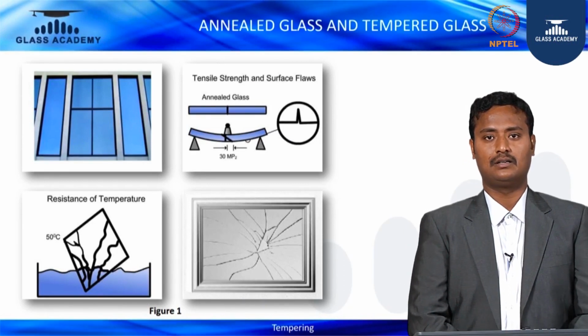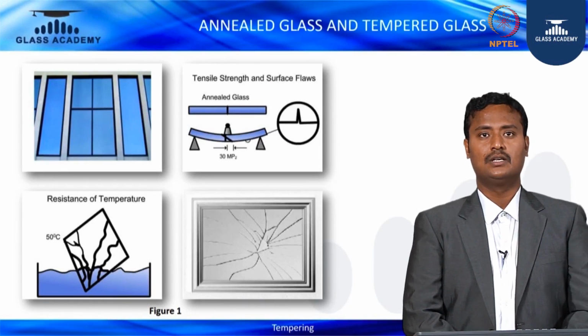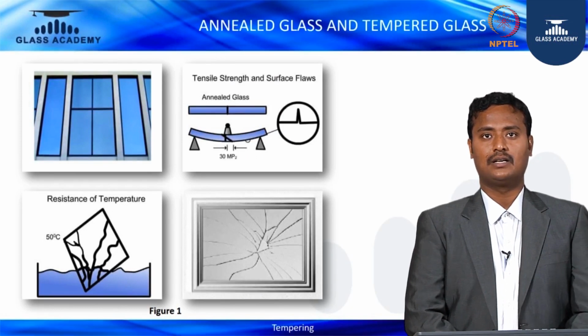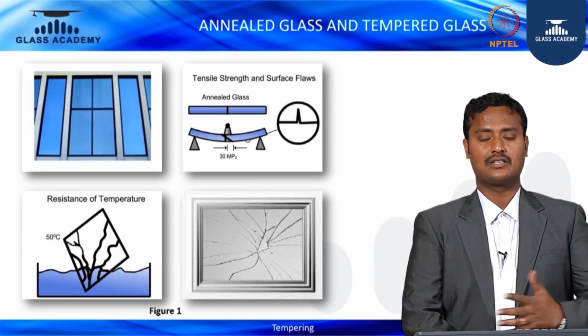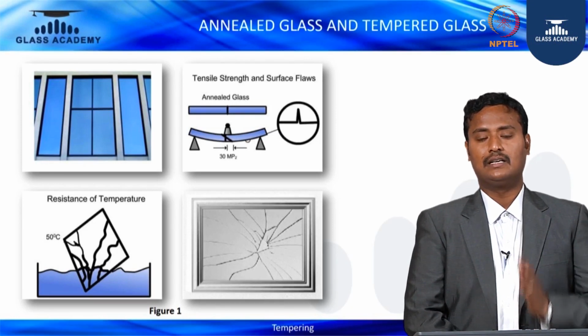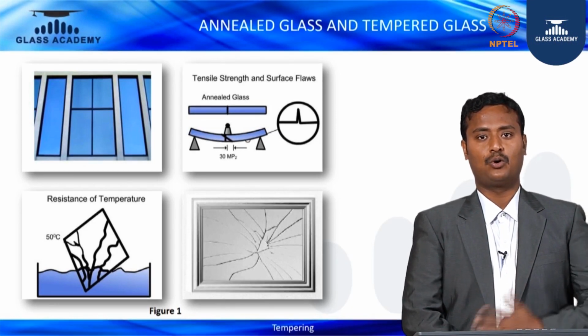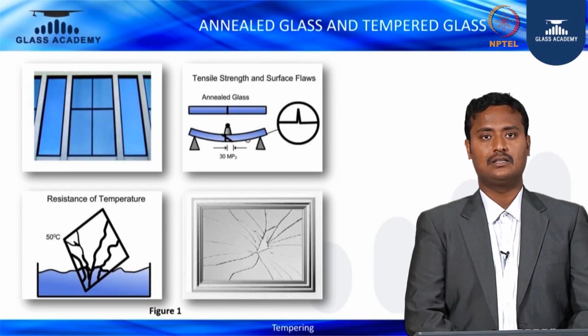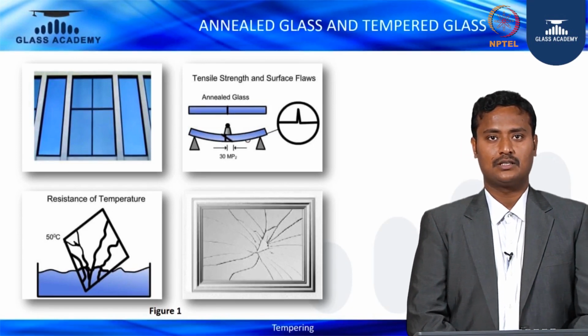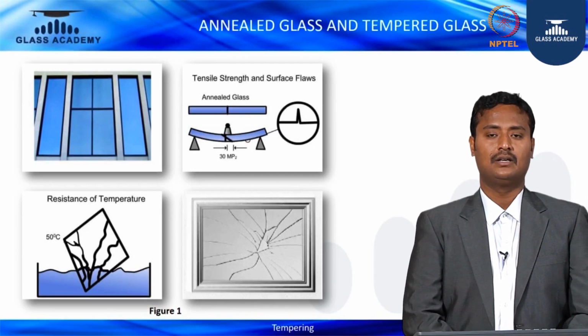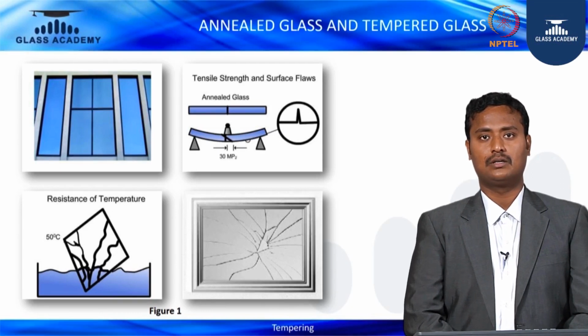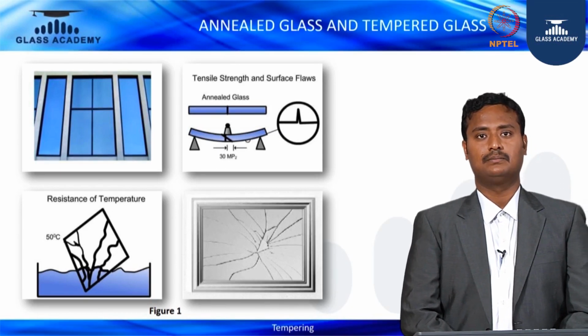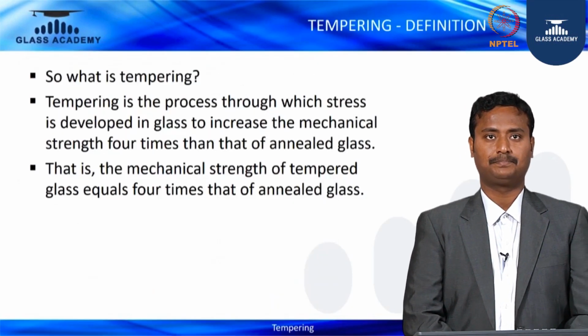Let's move on. You see that there are glasses glazed on the windows. You see that tensile and surface flaws are also mentioned there, and the pictures below mention 50 degrees centigrade. Annealed glass, if used, will resist up to 50 degrees centigrade, beyond which it will break. On the bottom right-hand side, you can see the breakage fragmentation: if the annealed glass breaks, this is how it looks. So these are the pictures of illumination.